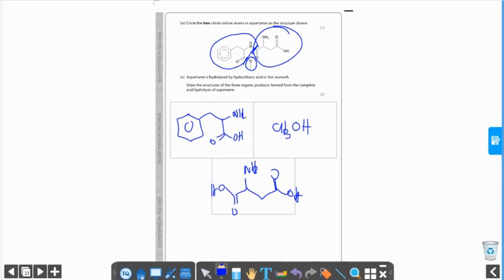If it is alkali hydrolysis, it is still possible, but the carboxylic part turns into the sodium salt of the carboxylate. That's the difference between acid and alkali hydrolysis. In alkali hydrolysis, you get the sodium salt.